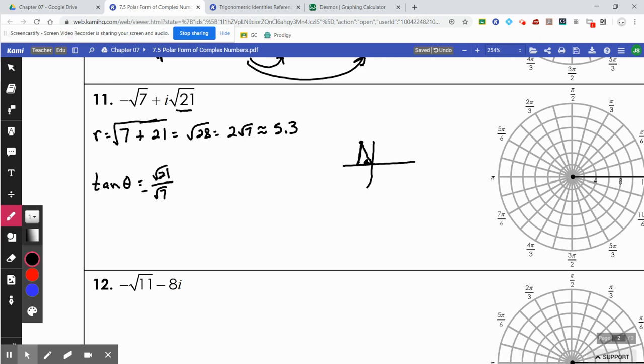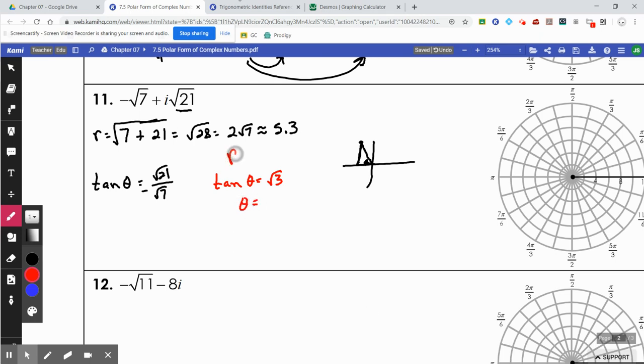And again, if you want to forget completely about the whole negatives and positives and all that, let's get a reference angle. The way we find a reference angle is by ignoring that negative and positive. And let's just say that the tangent is equal to root 21 over root 7, which is actually just root 3. And we can actually find that. That's one of our exact ones.